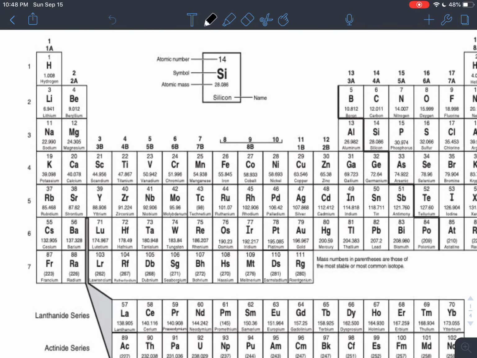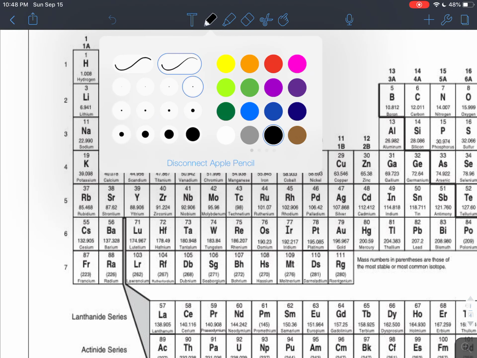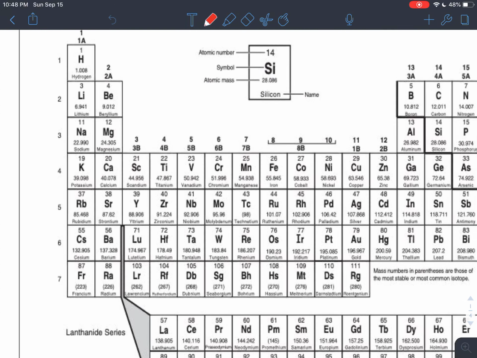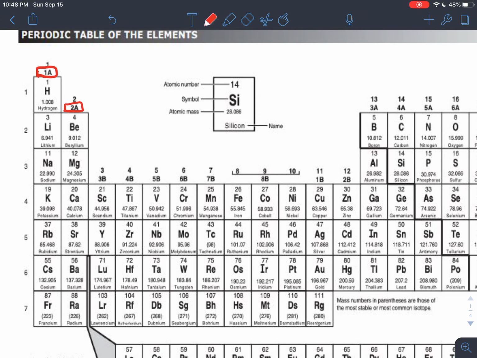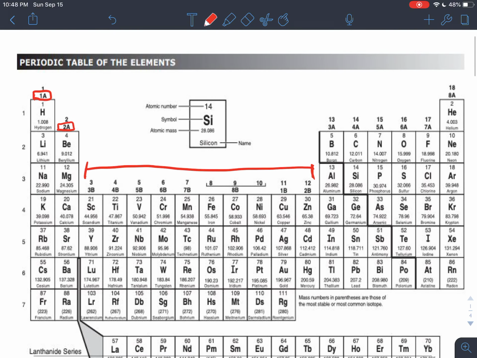First thing I want you to do, and I'm going to do it in red, is to go above every row that has something with an A in it at the top and box it. So I see 1A, 2A, and then I look through the middle here. There's a bunch of B's. I don't want those. Those are called the transition metals. I do not want those. But I also come up here and I see 3A and I'll box it. 4A, 5, 6, 7A, and 8A.